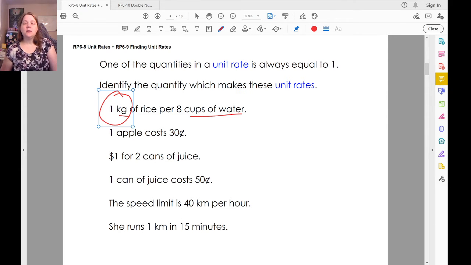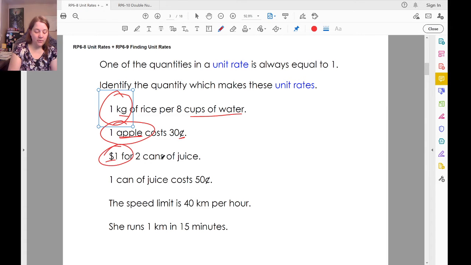Welcome back. So the 1 apple costing 30 cents, we have 1 apple costing so many cents. So we know how much 1 apple costs. We know how much water 1 kilogram of rice needs. When we have $1 for 2 cans of juice, we know how much $1 will buy us. When we look at 1 can of juice costing 50 cents, that 1 can is going to cost us 50 cents.